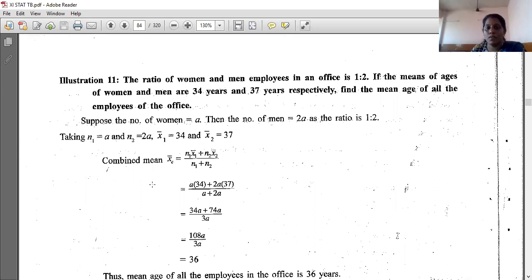Now here, first of all, what do you have to see? The ratio of the women and men in an office is 1:2. So the number of women is 1x and men is 2x. Whenever ratios are given, at that time what do we use? See, 1:2 is given.